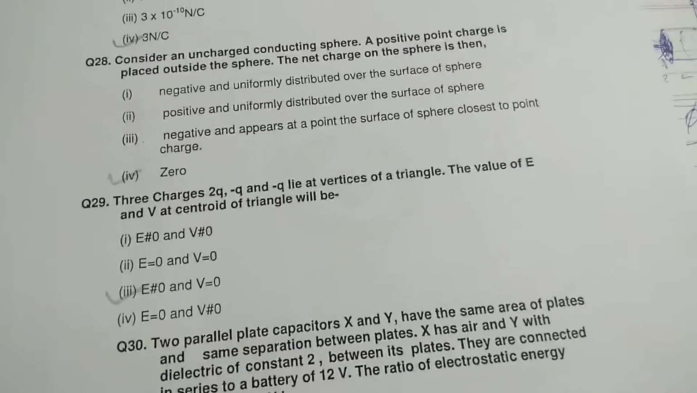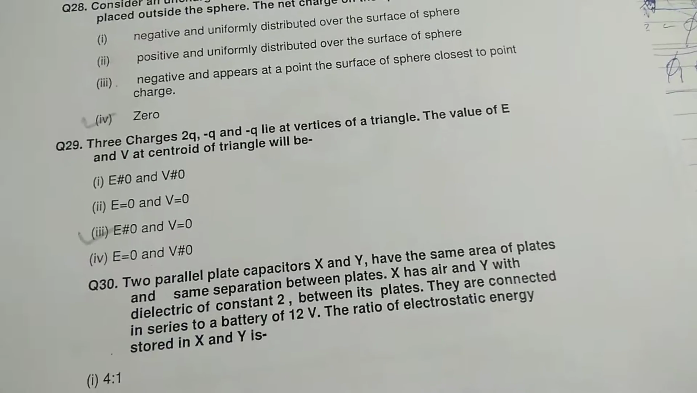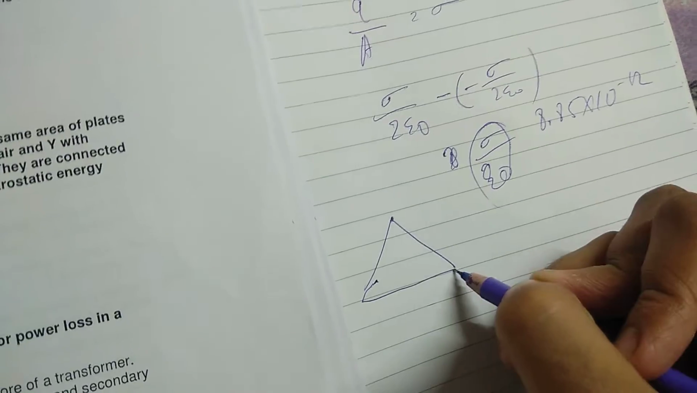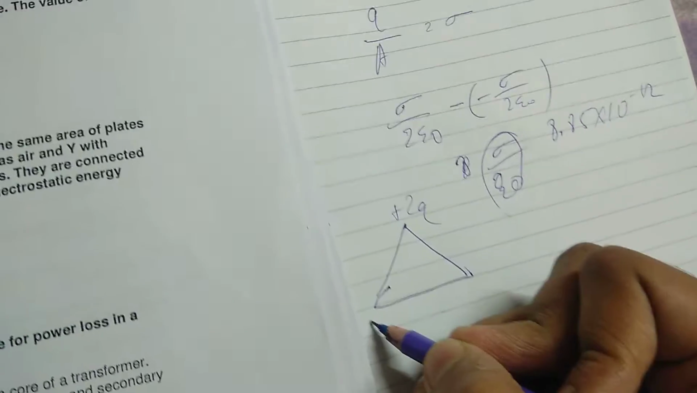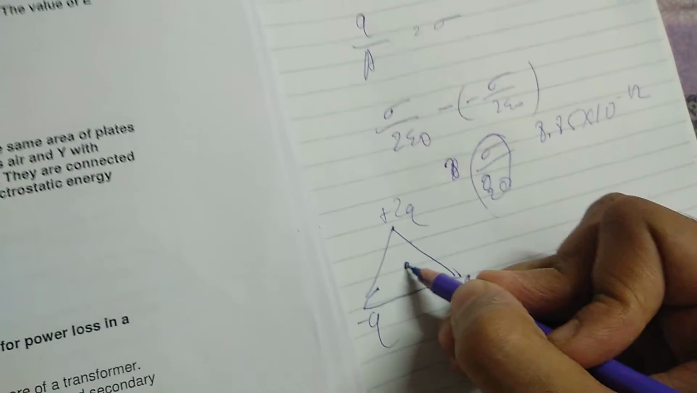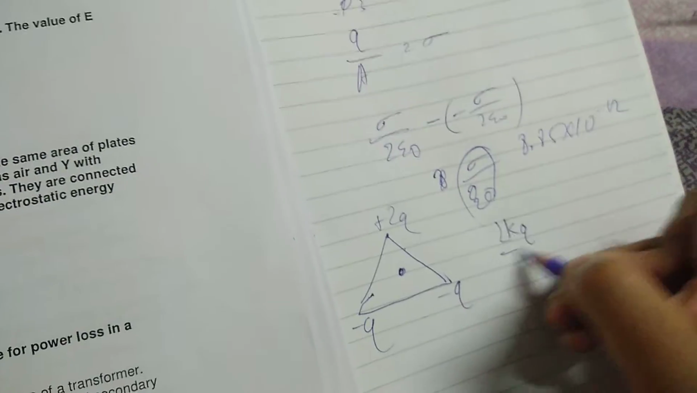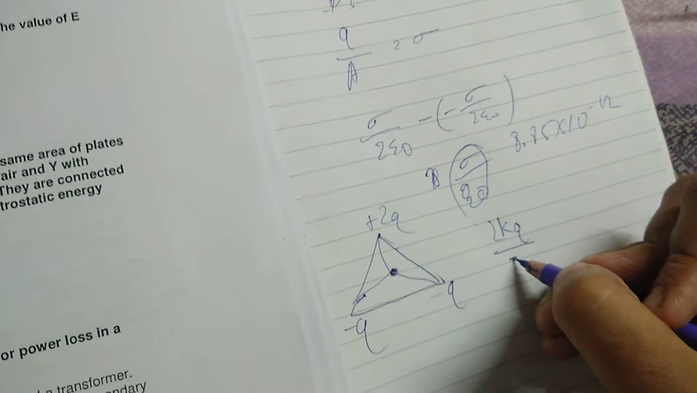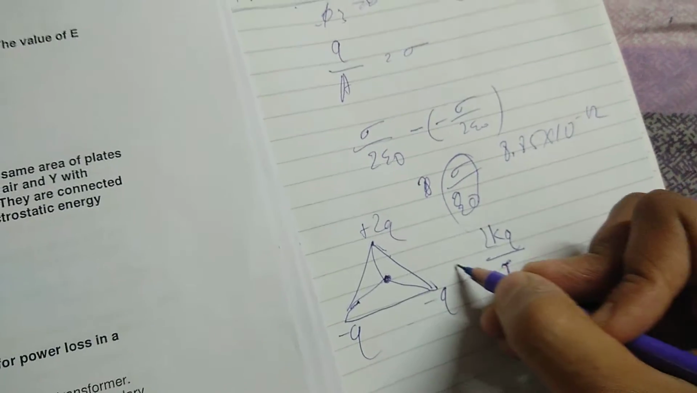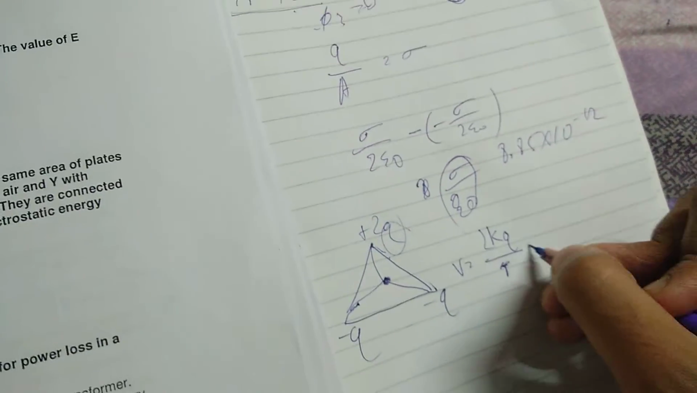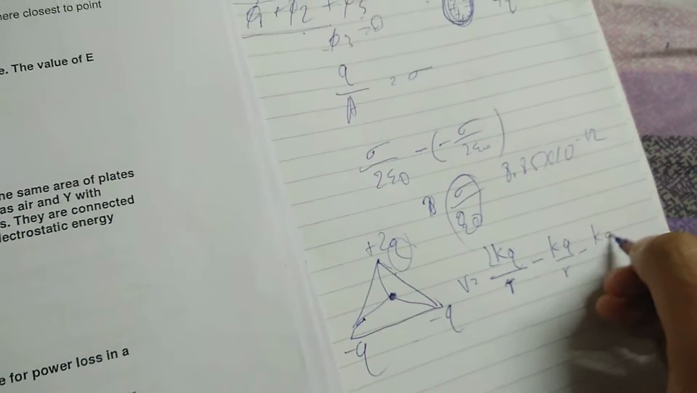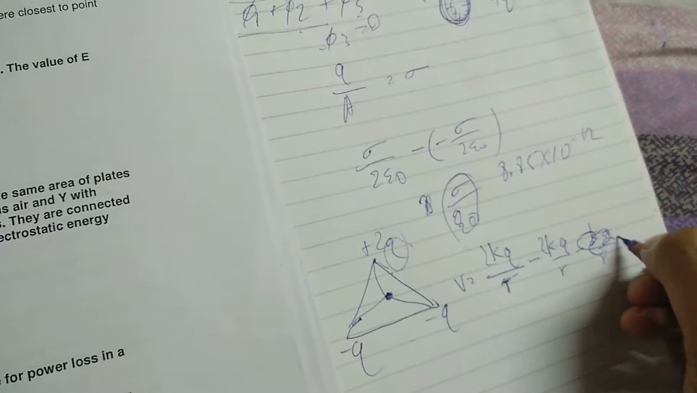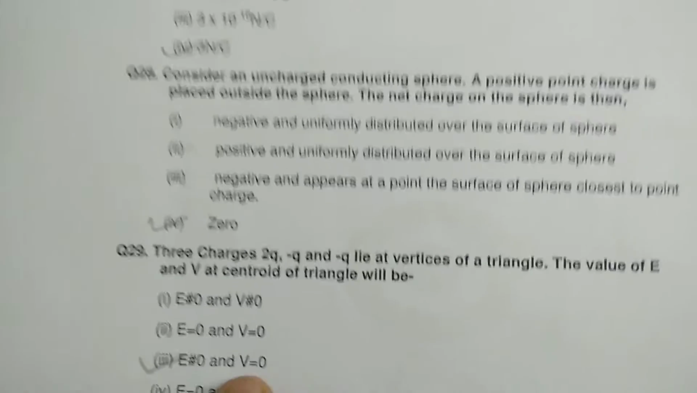Next, three charges 2Q, minus Q and minus Q lie at the vertices of a triangle. Just a triangle, not an equilateral triangle or anything like that. The value of E and V at the center of the triangle will be? The center means the centroid. So this is plus 2Q, this is minus Q, this is minus Q. Now potential is a scalar, so potential will be added up. K 2Q over the distance, which will be the same because it's the centroid. Suppose the distance is R. Total potential is K 2Q over R, minus KQ over R, minus KQ over R. So this is 0. So potential is 0.